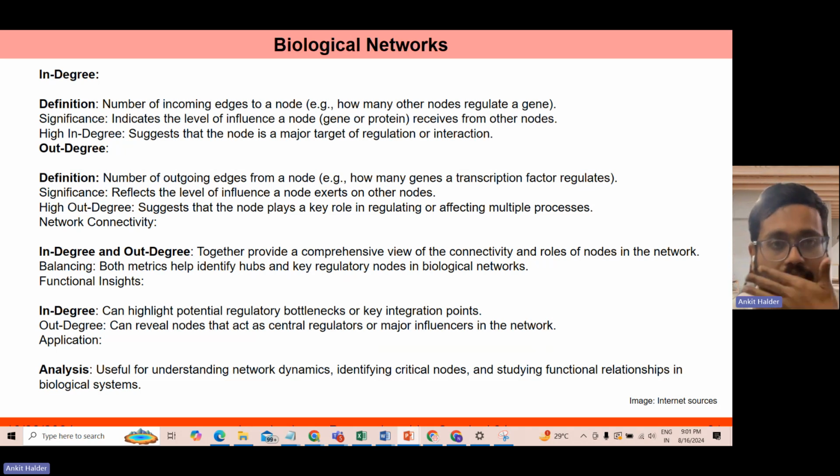The level of influence the node receives from other nodes. So that particular node is receiving how much influence from other nodes. High in-degree suggests that the node is a major target of regulation or interaction.